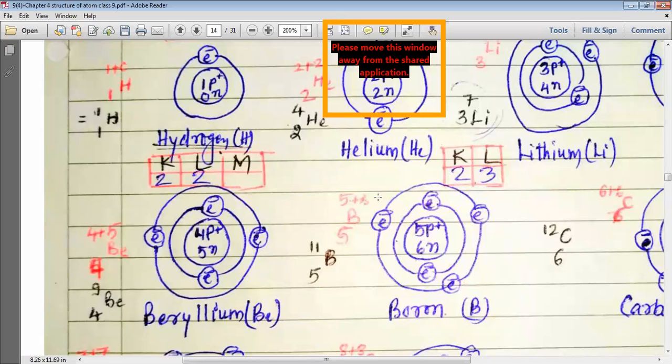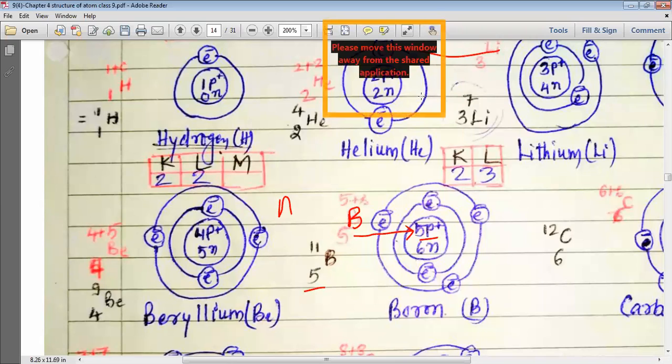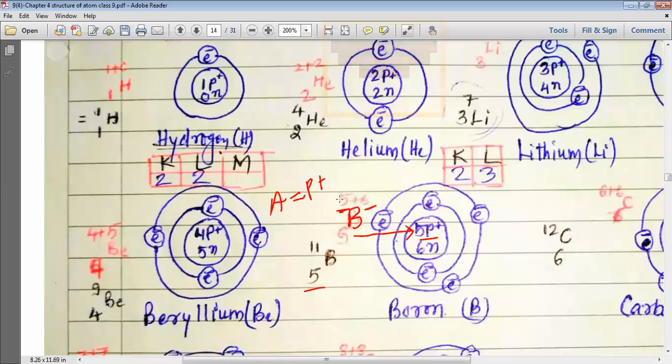Now, my dear students, we want to understand about the atomic number of boron. So, atomic number is determined by the number of protons, and you can see that here we have 5 protons, and that is why in the subscript we write 5, 5 B. Now, we want to study about the atomic mass number, that is the number of protons plus number of neutrons, that is A is equal to P plus N. You can see that here the number of protons is 5, the number of neutrons is 6, and that is 5 plus 6.